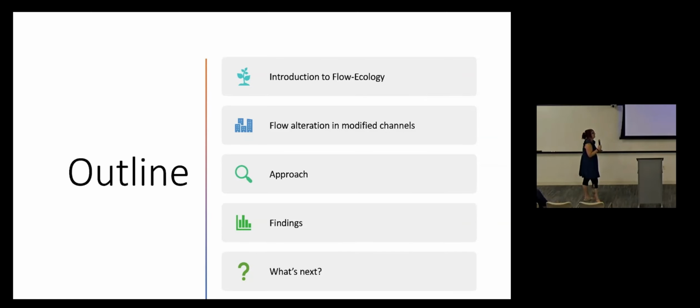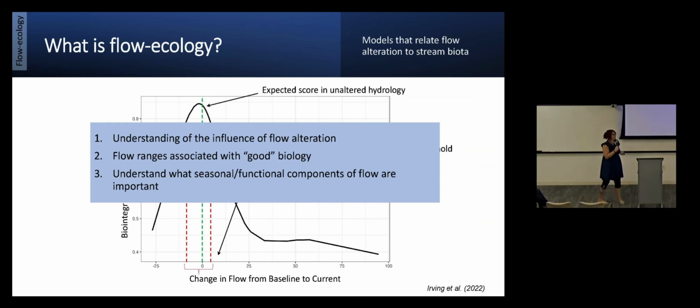So what is flow ecology? It's basically a model that relates flow alteration to stream biota. And this is an example. This is taken from real data. So I'll show you later how we actually use that curve.